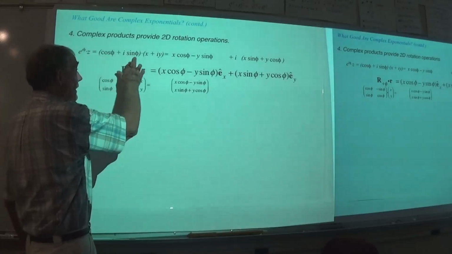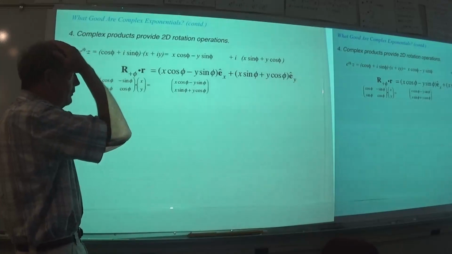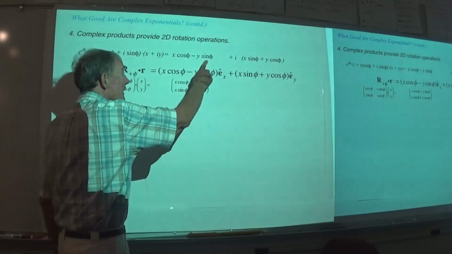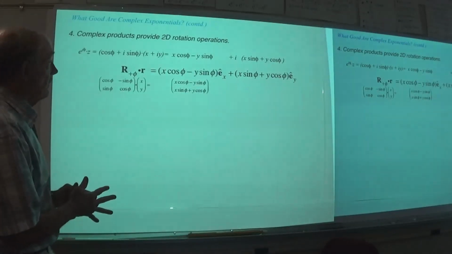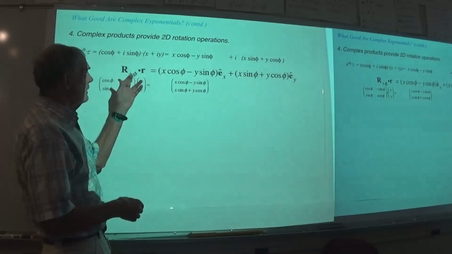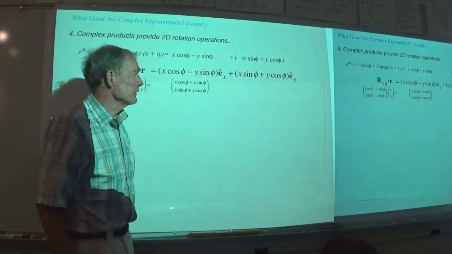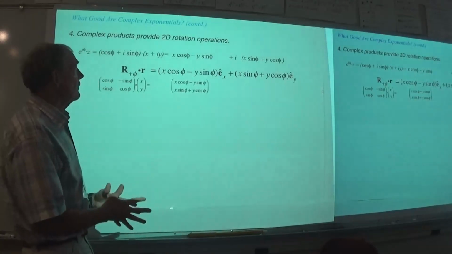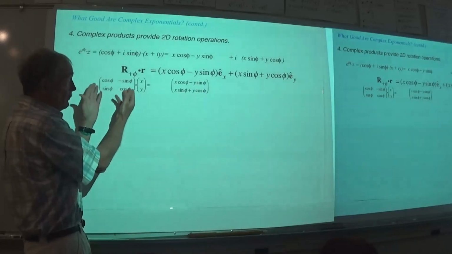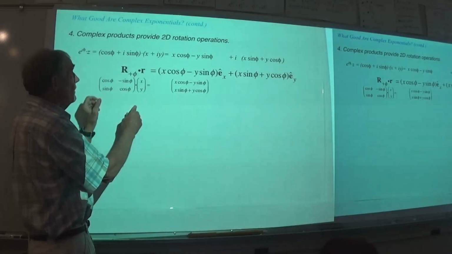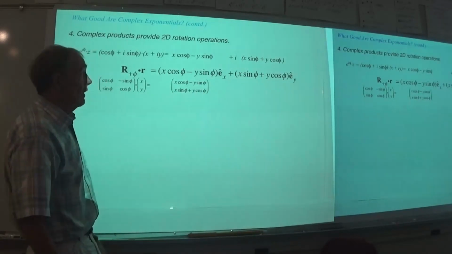So you multiply cosine plus i sine times x plus i y. That's easy to do. The result is a real part and an imaginary part. So those are two components of the rotation that are sitting there. If you were to write this out in Gibbs notation, where there's a unit vector x and then a unit vector y, that can be expressed as a matrix that multiplies x and y and gives the rotated components directly.